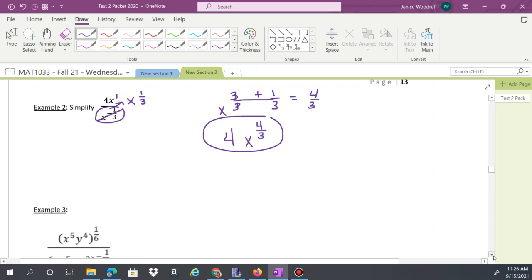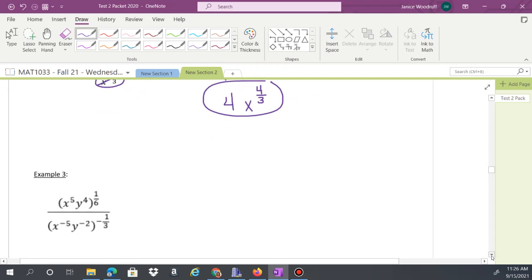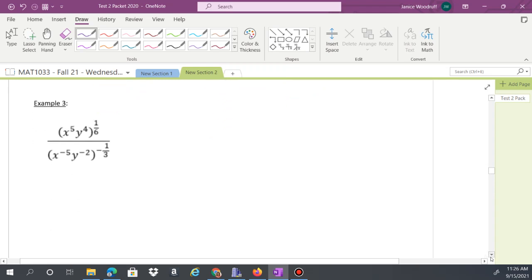Okay, then we have example 3. Okay, so first thing I want to do here is I want to distribute the exponents. So I'm going to write that out here. So we're going to distribute the exponents.